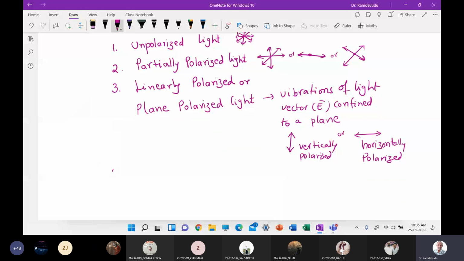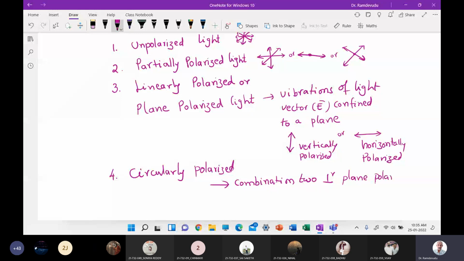And the fourth one is circularly polarized. Circularly polarized light is nothing but a combination of two perpendicular plane polarized lights of equal amplitude. Equal amplitude.